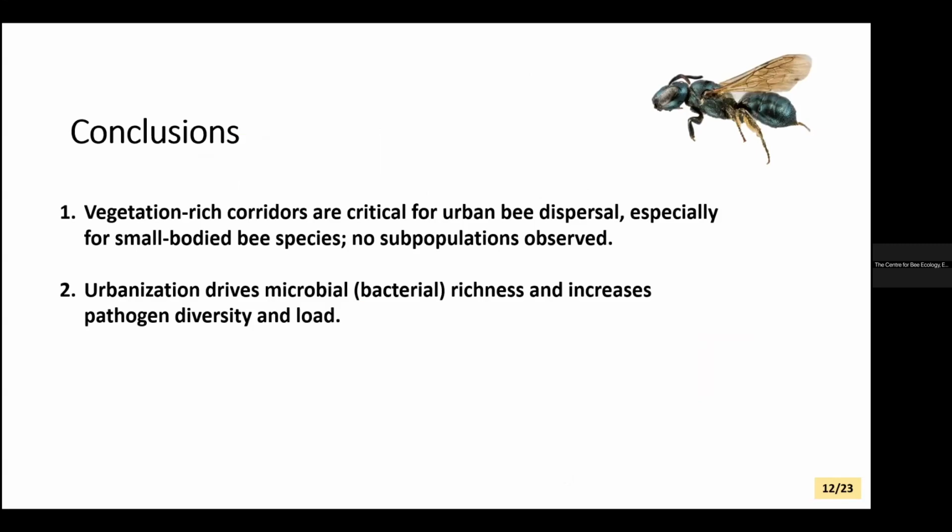And so with this project, we learned that vegetation-rich corridors, even when they're limited in urban landscapes, are quite important for urban bee dispersal, especially for small bees. And we also found that urbanization in this sample region increased microbial richness, especially for bacteria. And this poses a risk because it also means there's a higher pathogen load with increasing urbanization.